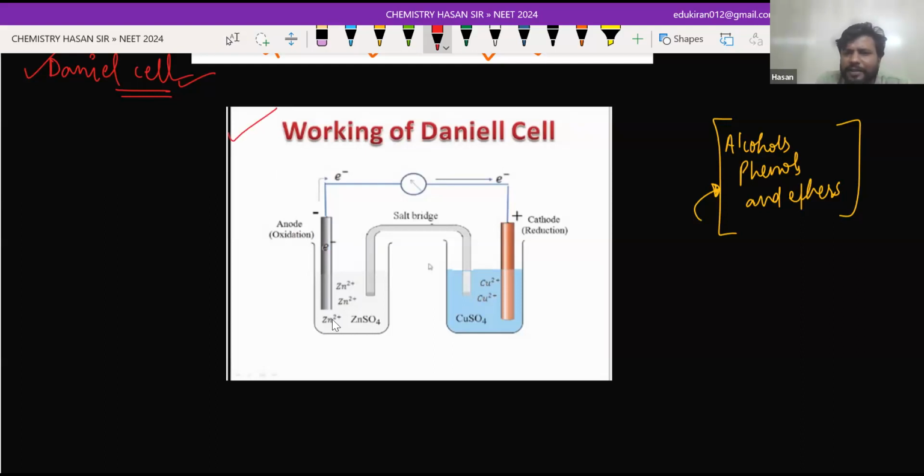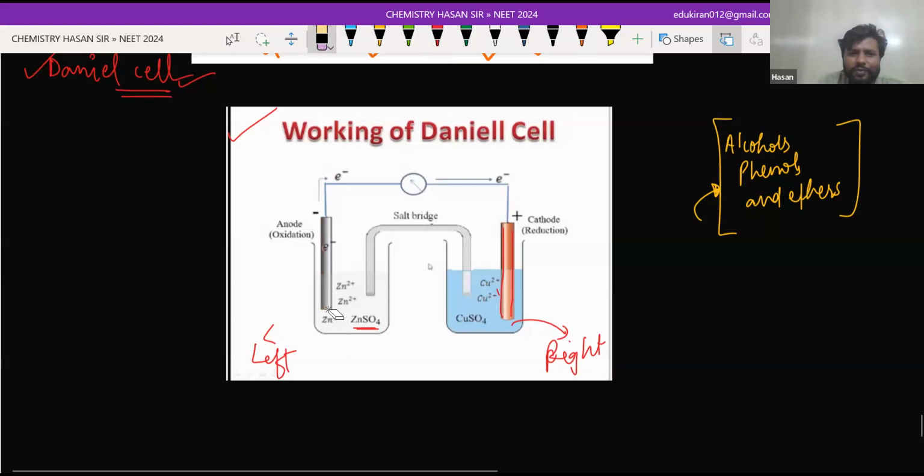In Daniel cell, there are two compartments: the left compartment and the right compartment. The left compartment has a solution of a salt, ZnSO4, and there is an electrode made up of zinc. On the right compartment, there is a solution of salt, CuSO4, and this electrode is made up of copper. This is Daniel cell.